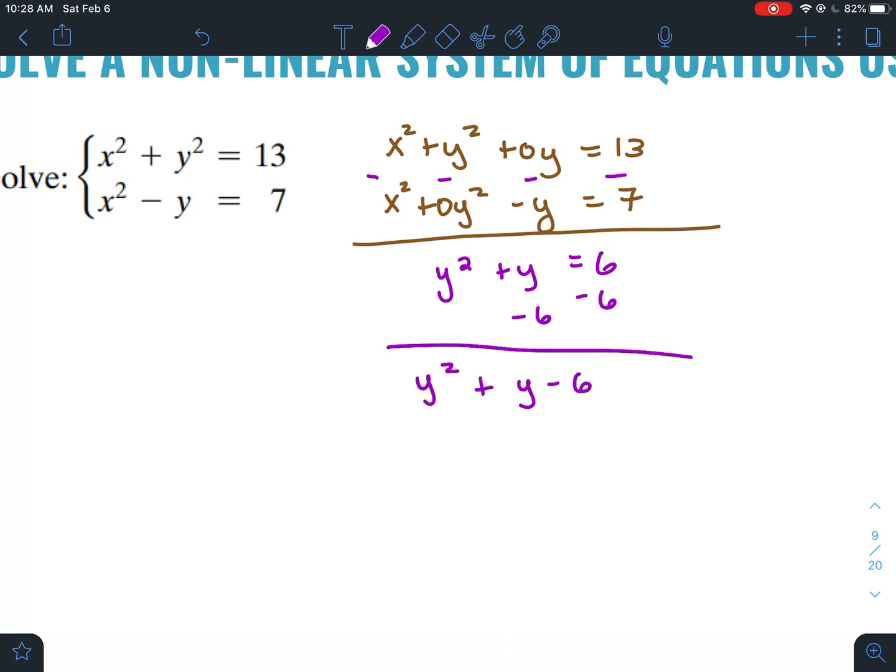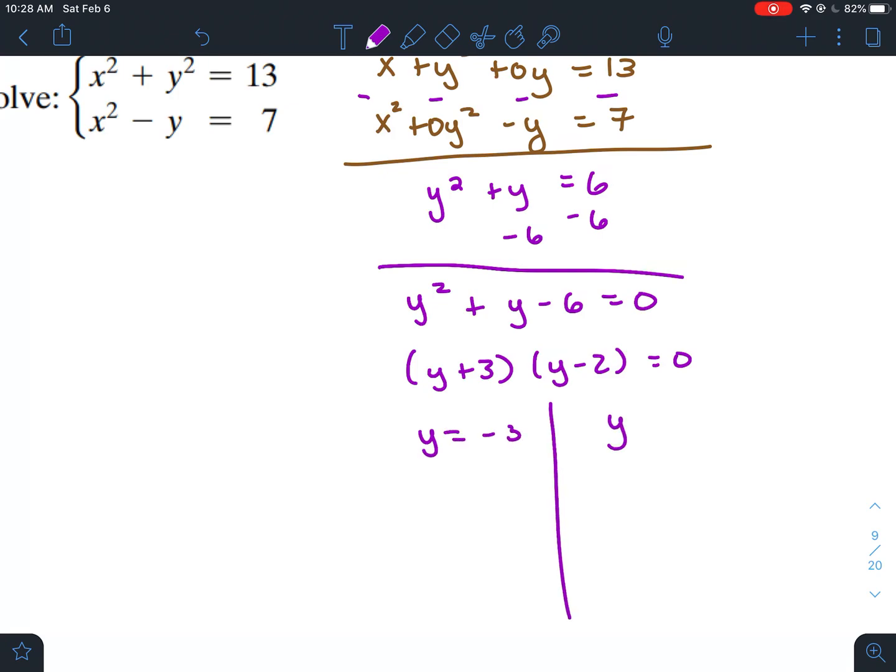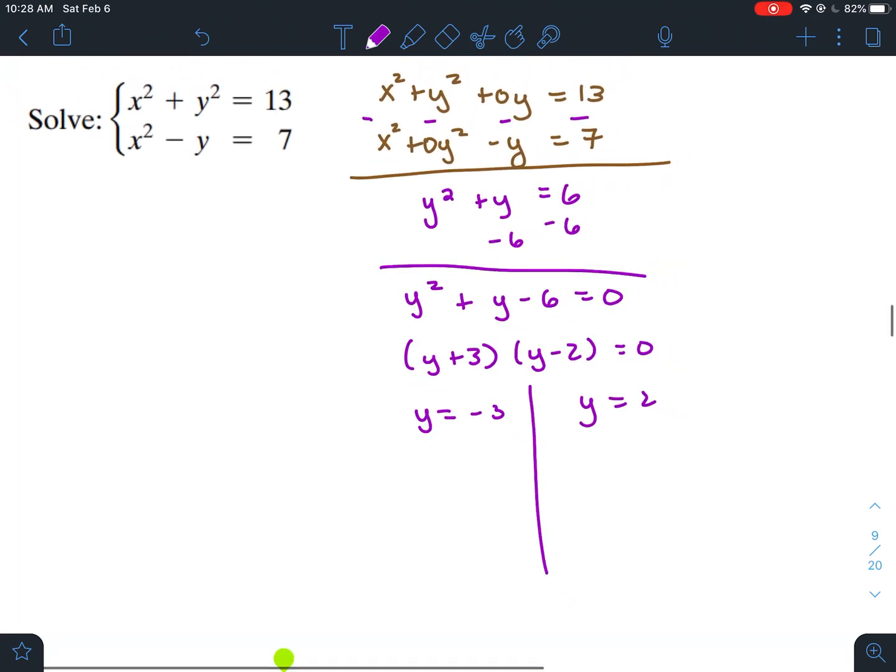So y squared plus y minus 6 equals 0. This would be y plus 3 times y minus 2 equals 0. So y is either negative 3 or y is 2. I'm going to use that bottom equation, x squared minus y equals 7.